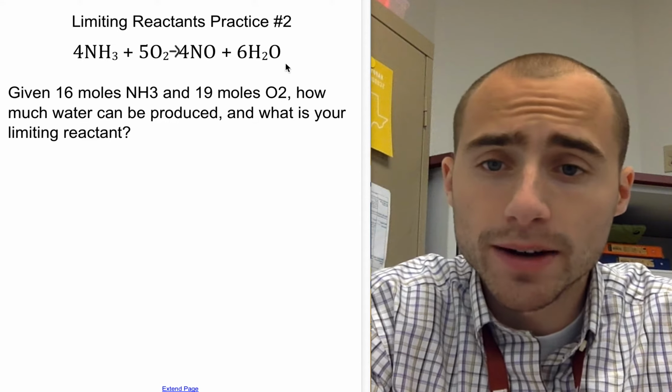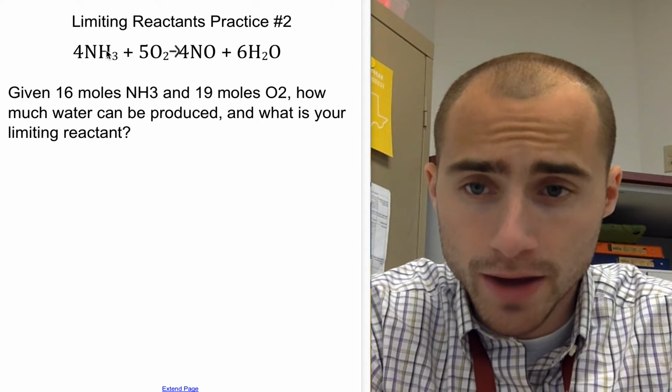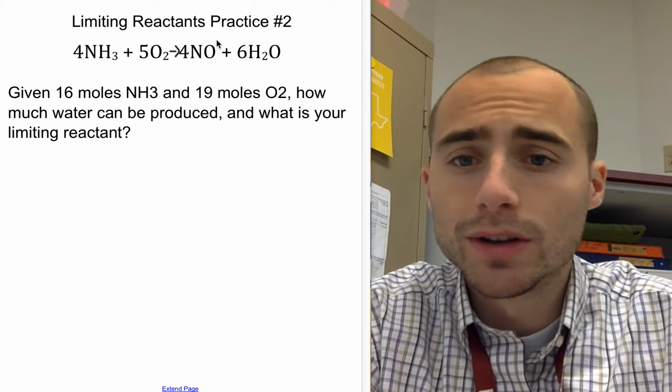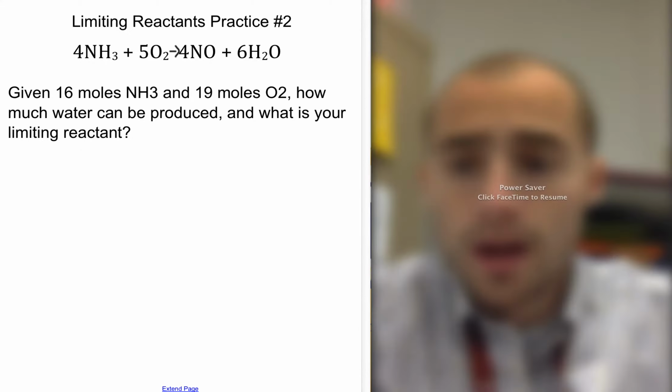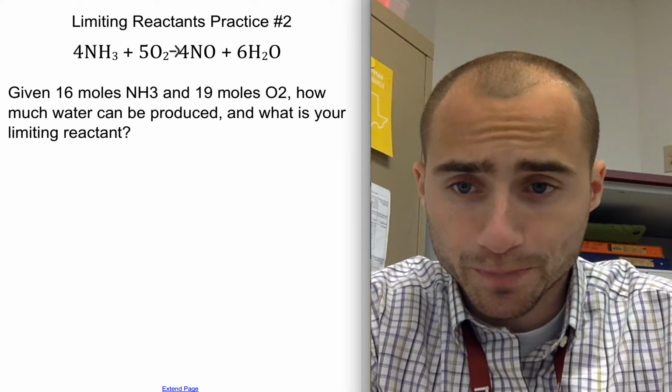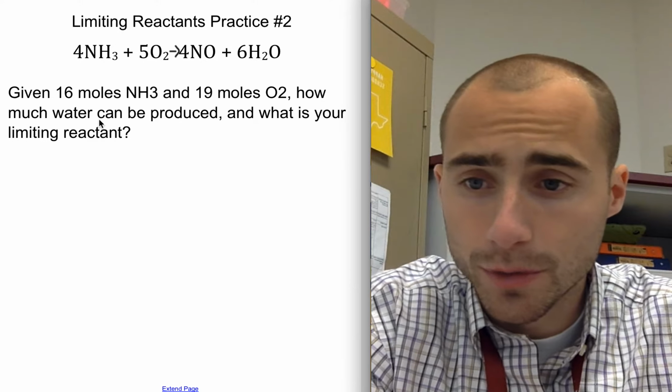So we have our second practice problem with limiting reactants. We have ammonia plus oxygen produces nitrogen monoxide and water. First of all, the first thing you need to do is make sure it's balanced. The equation is balanced. I've balanced it for you.